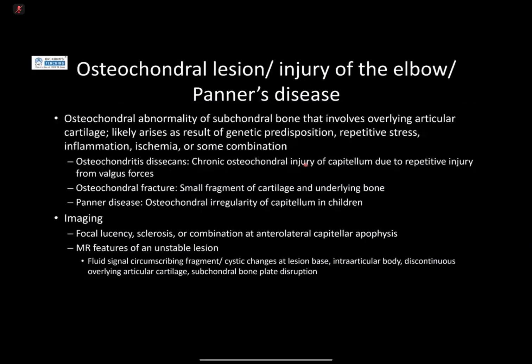Okay, so I think we've mentioned a lot of this. People don't know whether it was due to genetics, repetitive stress, ischemia, or some combination. Osteochondritis dissecans, some call it chronic osteochondral injury, and then fracture or defects, I call it. The important thing to take away here is that you are looking for features of an unstable lesion. It can happen in the knee, it can happen in the elbow, and you're looking for that fluid signal or cystic changes around the fragment, of course a free-floating fragment within the intra-articular body, and discontinuous overlying articular cartilage.